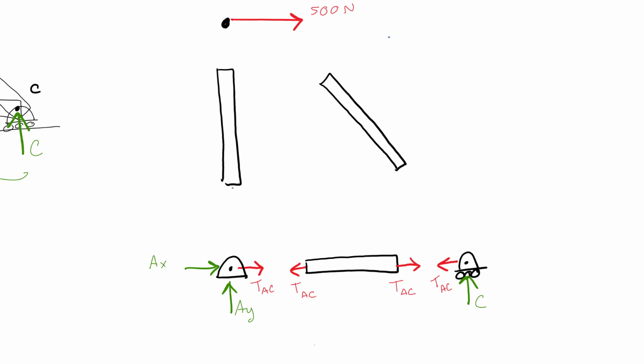All right, so similarly, we're going to draw this beam in tension. So this is beam tension AB. So this is tension AB.